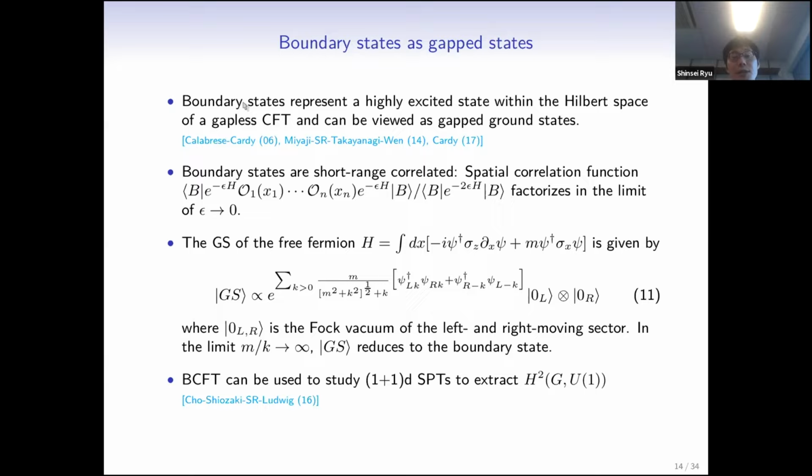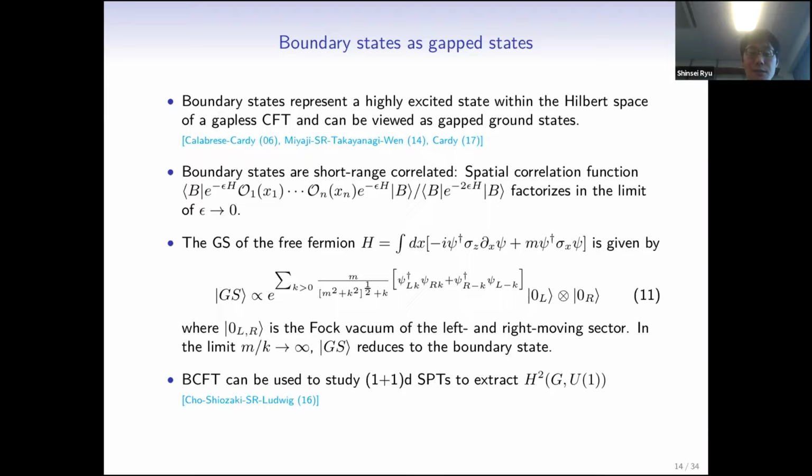One way to see this is that if you look at the spatial correlation function with respect to this boundary state, it basically has zero correlation in the limit where we send this regularization parameter to zero. So this says a boundary state has no spatial correlation. This is just like a gapped state in 1+1 dimensions.